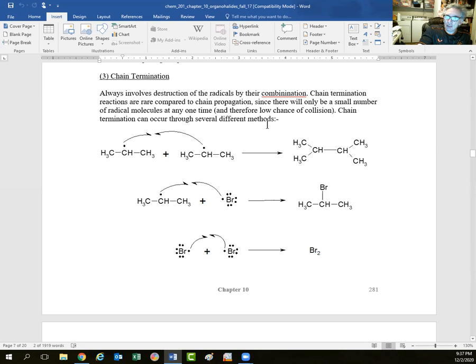So initiation is we produce the radical. Propagation is that radical reacts with the supply of the reactant, the alkane, until that supply is exhausted, and then chain termination with a radical combining with a radical to produce a non-radical product. And once you produce a non-radical product, you terminate the reaction.